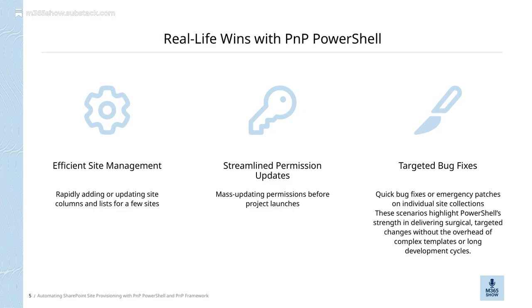Now, let's talk about how PowerShell and the PNP framework excel in handling quick bug fixes and emergency patches for individual site collections. These scenarios really showcase the power of targeted, surgical changes that can be accomplished without the need for complex templates or lengthy development cycles. For example, when you need to fix a bug or update permissions just before a project launches, PowerShell allows you to make those adjustments swiftly and precisely. Similarly, if you need to add or update site columns and lists on a few sites rapidly, this approach streamlines the entire process, saving valuable time.